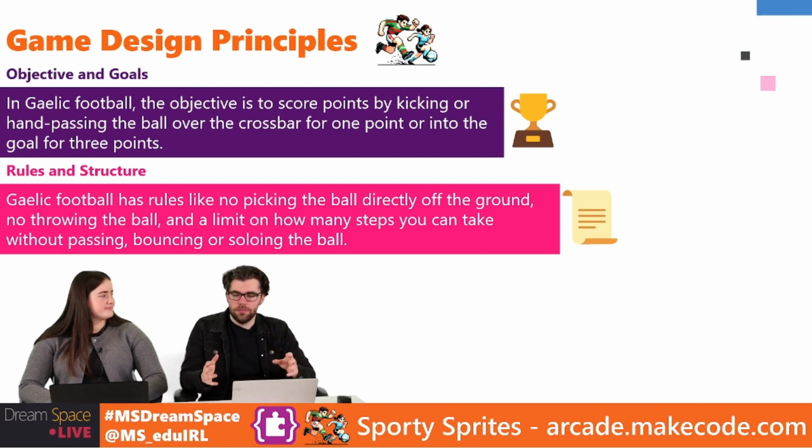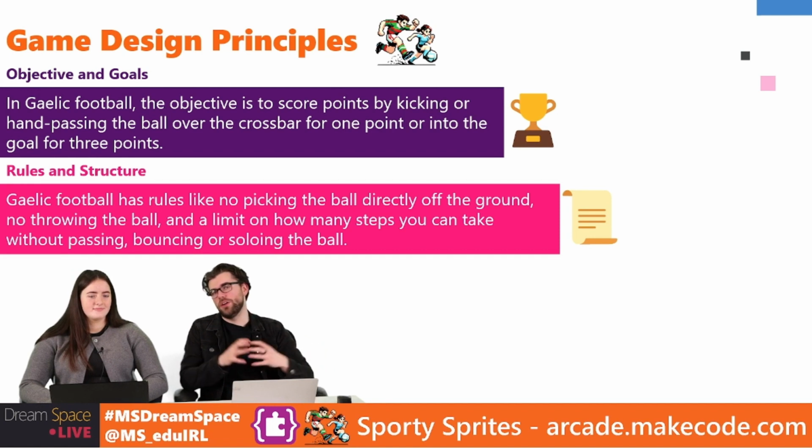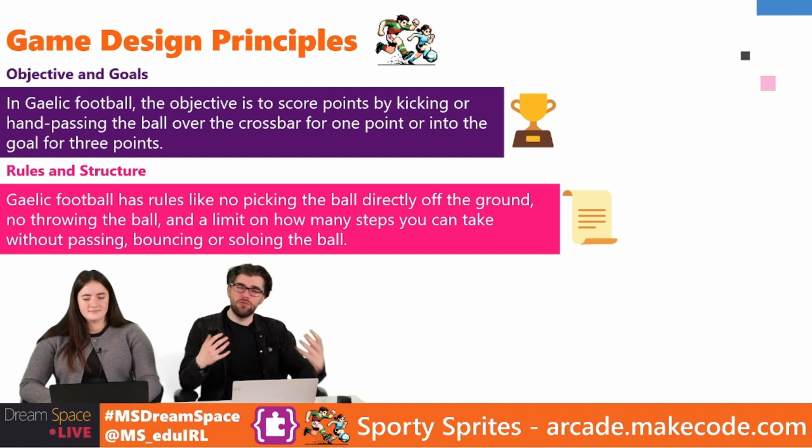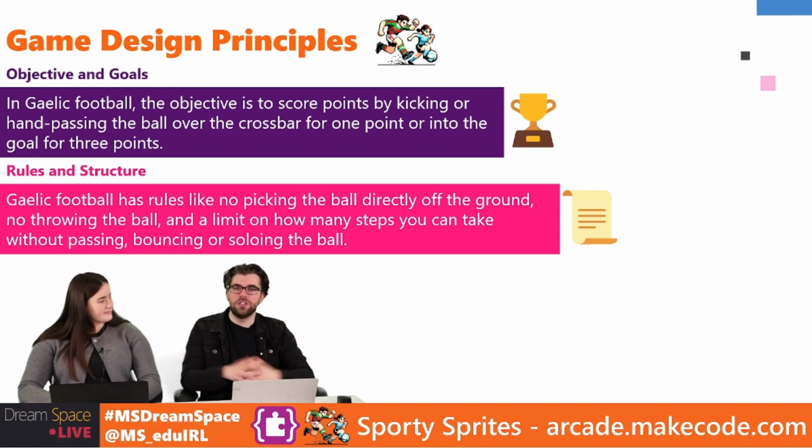So in video games, rules and structures tell us how our players interact with the world, and if they go beyond that, they glitch out of it. In real life sports, a lot of the time, breaking rules and structures is actually penalized. So if you do travel more than 4 steps without hopping or soloing the ball, it's going to be a penalty. If you pick the ball up directly off the ground, that's a penalty also, or a foul, I should say. And possession is going to be handed over to the other team.